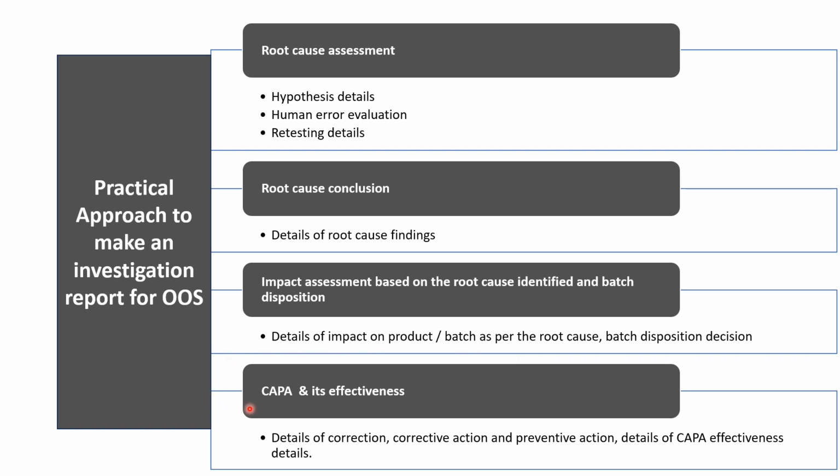Next is CAPA and effectiveness monitoring. Here you need to describe what corrective action and preventive action is based on the identified root cause, right? And also you need to open an effectiveness monitoring of the CAPA to check whether the CAPA is effective or not in the future, right? So in this way we can perform the investigation.